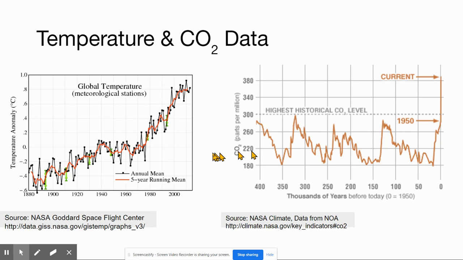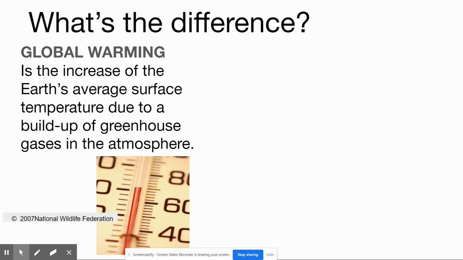And these are just some more examples of this. This has been documented several times. This is at meteorological stations, and this one is from NOAA. But again, it's showing that CO2 levels are going up and the temperature is going up. Skip over that. All right.